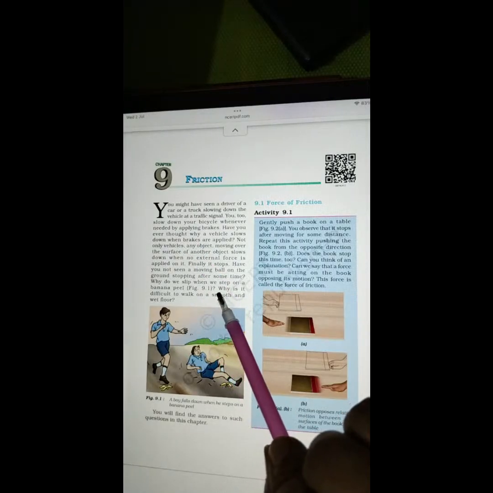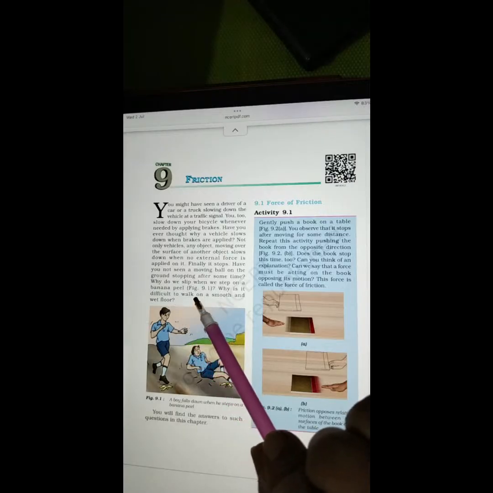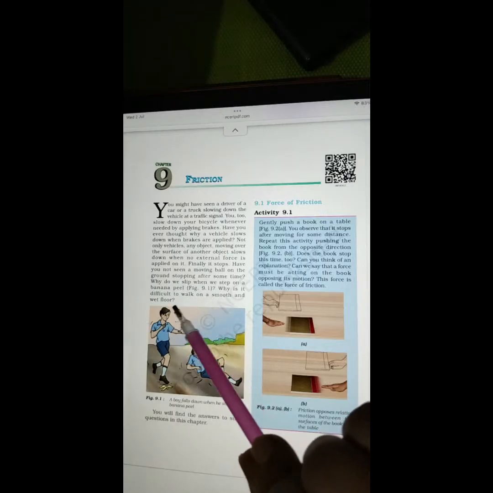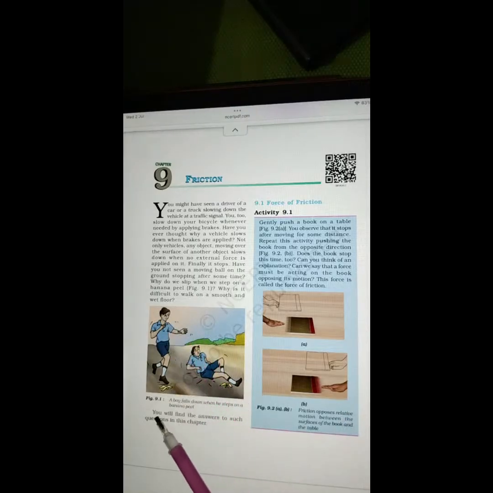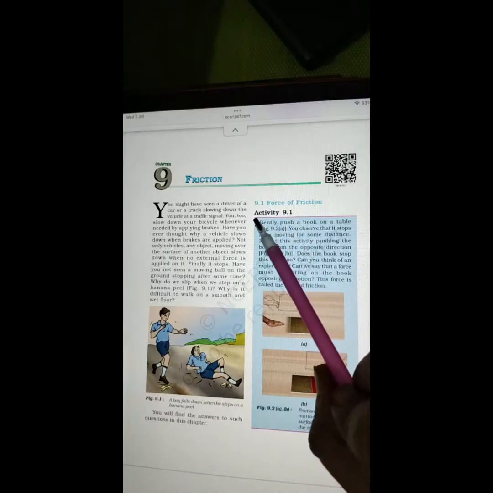Slip when we step on a banana peel, as seen in figure 9.1. Why is it difficult to walk on a smooth and wet floor? Figure 9.1: a boy falls down when he steps on a banana peel. You will find the answers to such questions in this chapter.